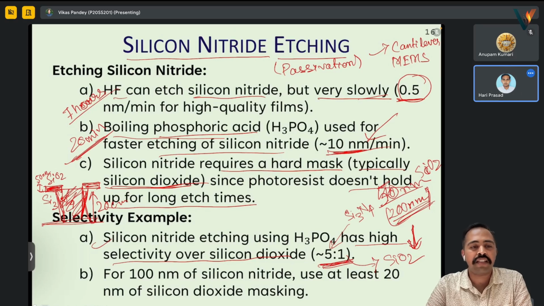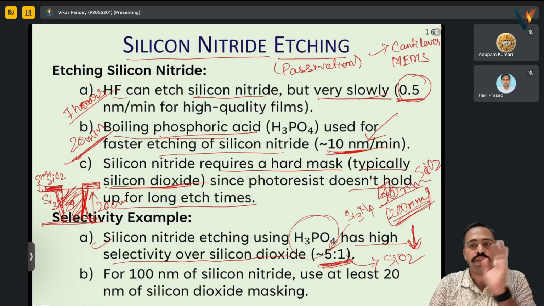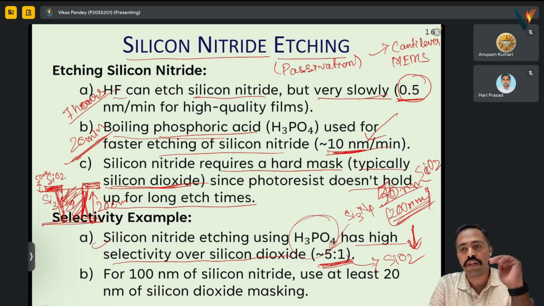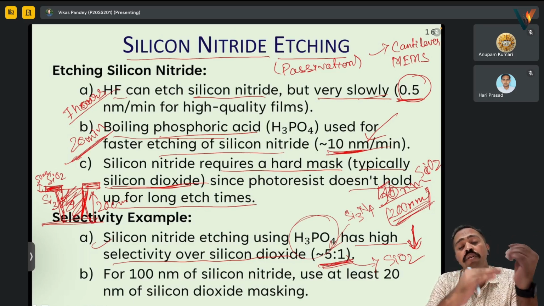Yeah. The thing is that the etch selectivity of H3PO4, phosphoric acid, is 5:1 for silicon nitride compared to SiO2. Now, if we have a mask of thickness 50 nanometer of SiO2 over 200 nanometer silicon nitride, and we did the process to completely remove the silicon nitride, the 200 nanometer, how much of the silicon oxide, SiO2, will be left?